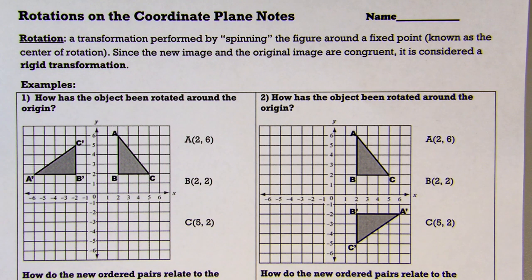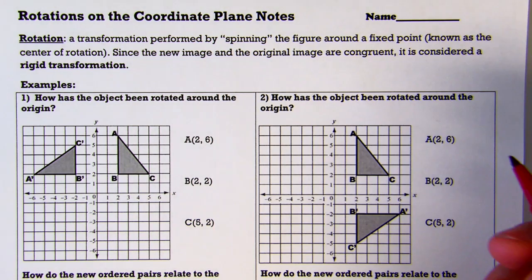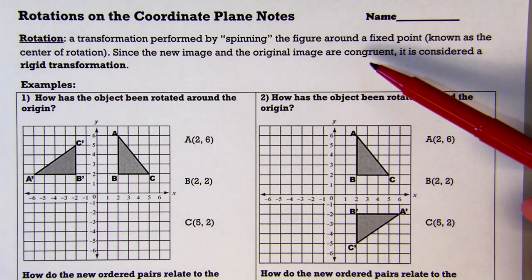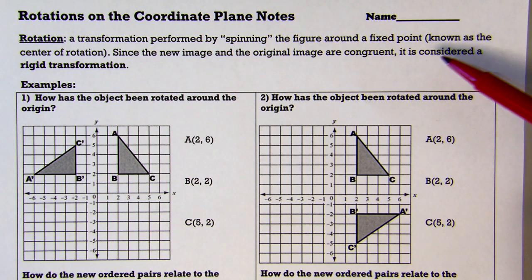Alright, today's lesson is on rotation on the coordinate plane. So, let's first start off with our definition of rotation. It's a transformation performed by spinning the figure around a fixed point, known as the center of rotation. And our fixed point in these cases is going to be our origin, our (0, 0). Since the new image and the original image are congruent, it is considered a rigid transformation. So our shape is not going to change when we do these.